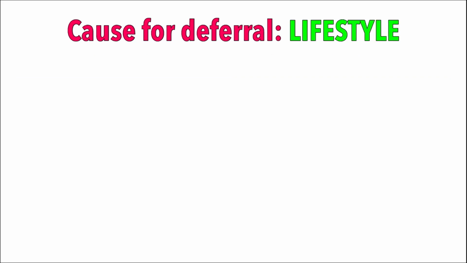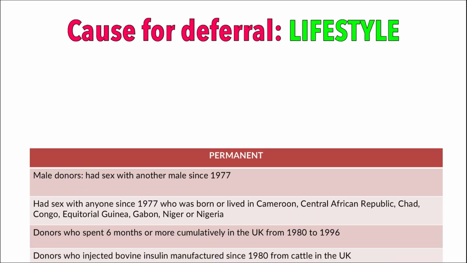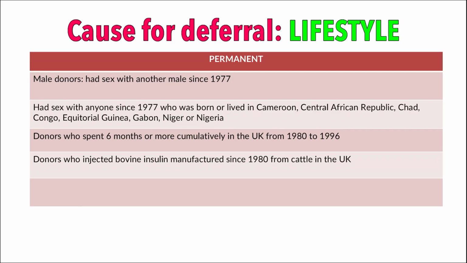Okay? How about the lifestyle of the donor? These are all permanent deferral. Male donors who had sex with another male since 1977. Had sex with anyone since 1977 who was born or lived in Cameroon and the places that I have mentioned earlier. Why do we have this specific date or year?